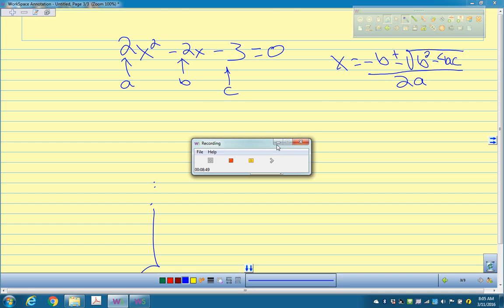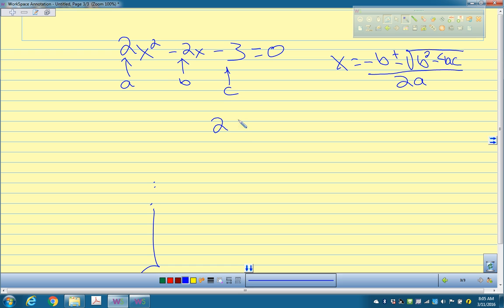So negative b makes 2, right? 2 plus or minus the square root. Negative 2 squared is positive 4 minus 4 times a, which is 2, times c, which is negative 3. Yes? That whole thing divided by what? 4. Okay?